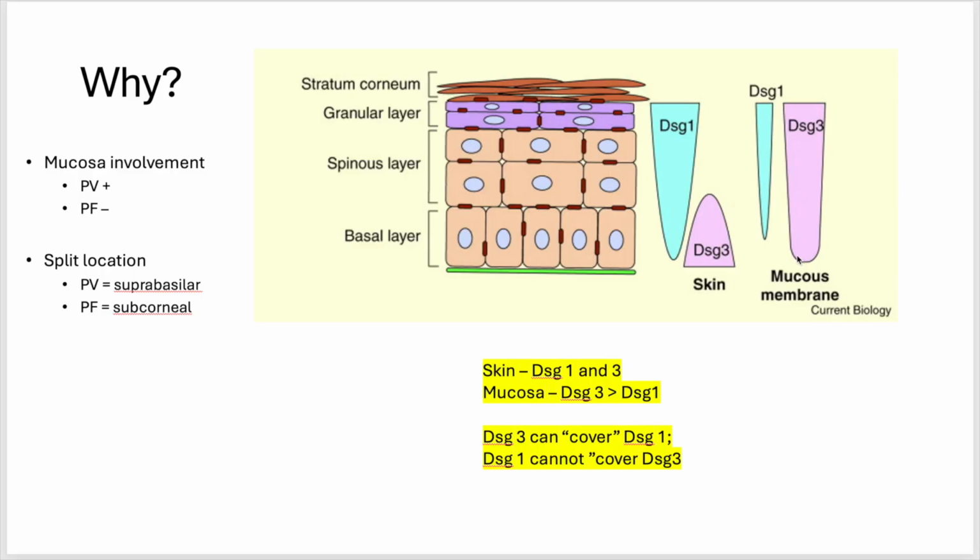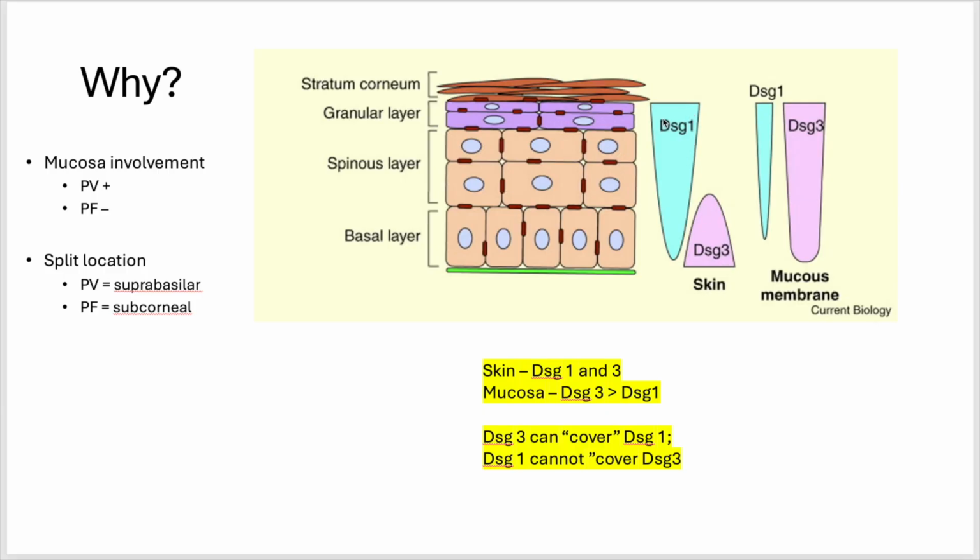No matter whether the patient has only DSG3 antibody or both DSG3 and DSG1 involvement, there will be skin involvement as well as mucosal involvement, right? That is pemphigus vulgaris. In contrast, in pemphigus foliaceus, the autoantibody will spare DSG3 and only target DSG1.